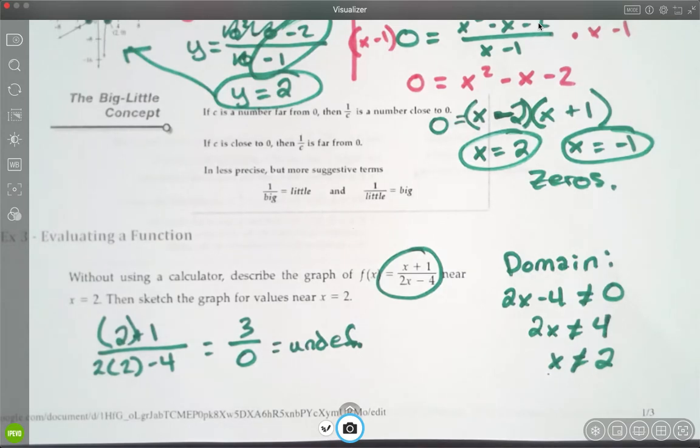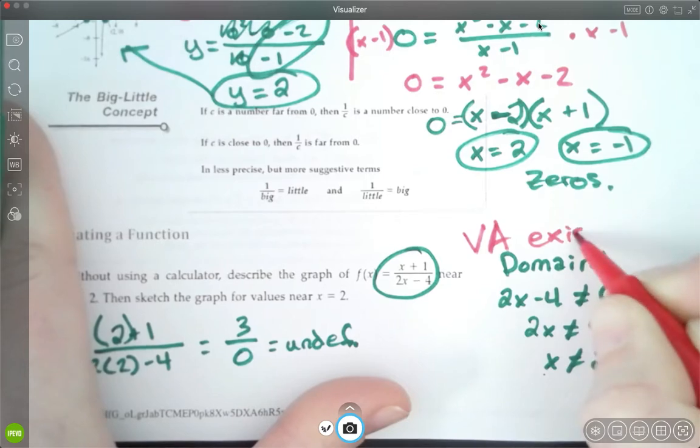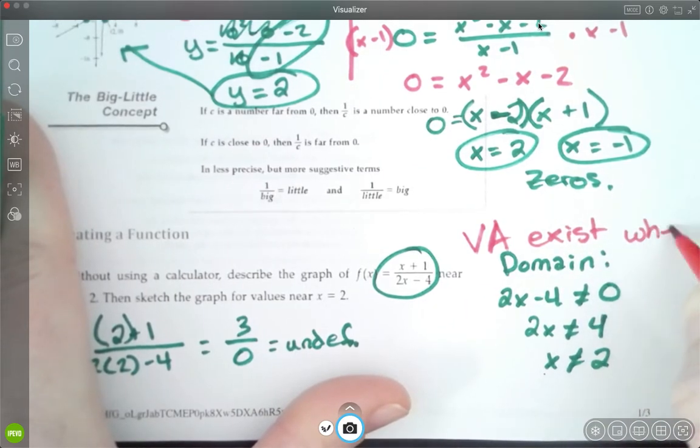So we can't plug 2 in, but they're wanting us to figure out what's happening at 2. What is happening at 2? That's where the vertical asymptote is, okay? So, vertical asymptotes exist where domain fails.